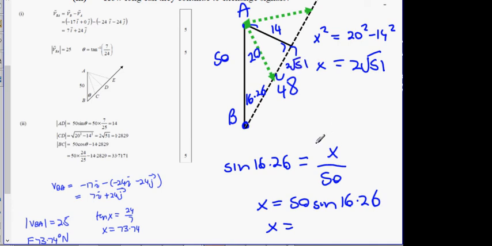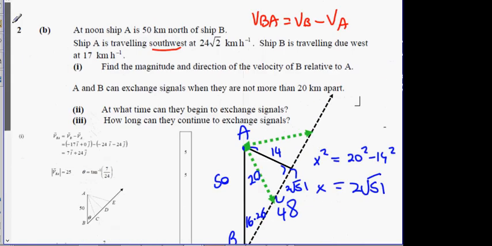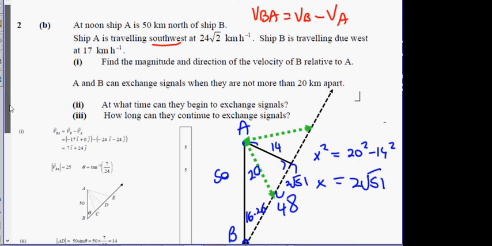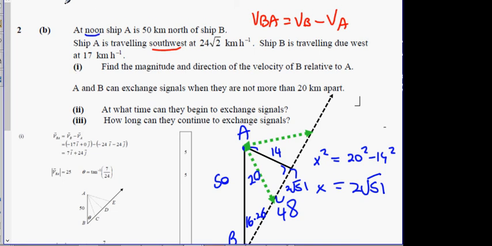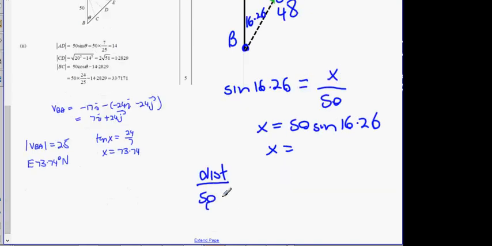So, what we can next say is, at what time then can they begin to exchange signals? Now, what time did they leave at? Does it say what time they leave at? Just how many seconds, is it? At noon, it should say. At noon, so 12 o'clock. So what we're going to do is get our 48. So the distance we need to travel is 48 minus 2 root 51. So distance over speed. Now, distance is 48 minus 2 root 51.